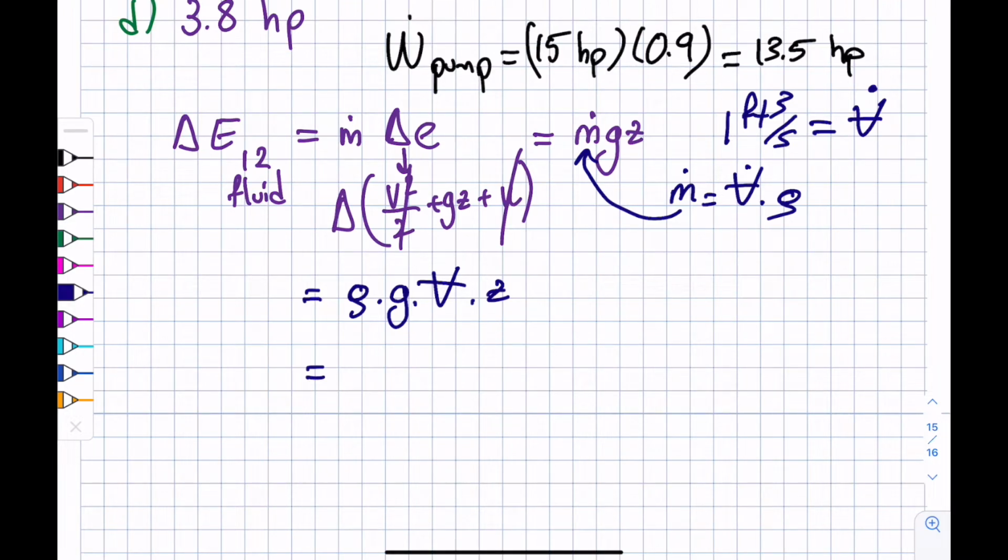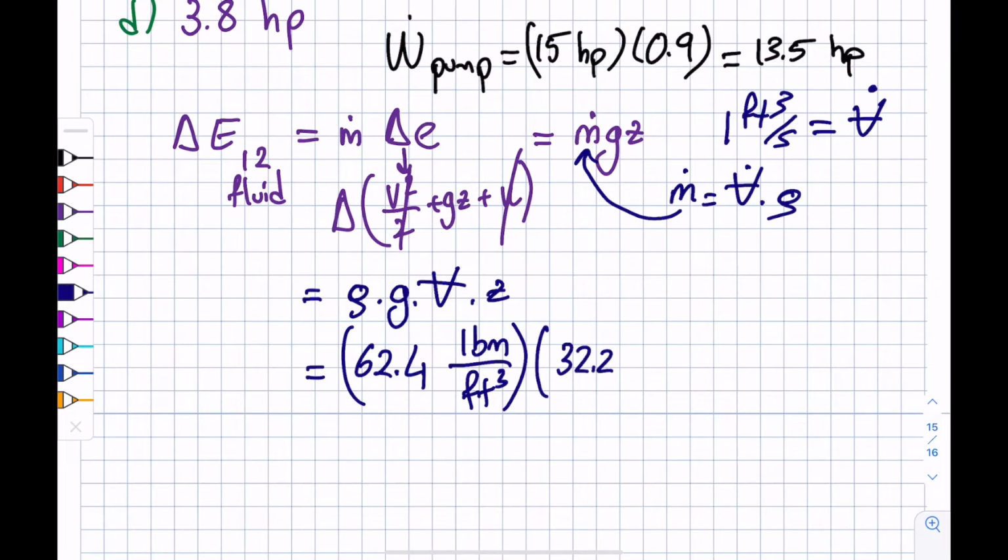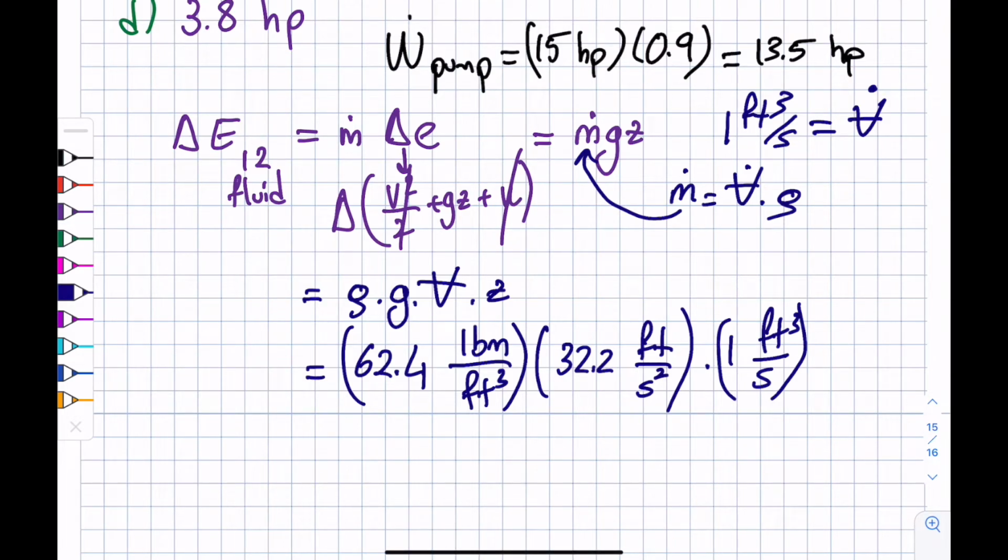So the first thing is density. The density of fluid in the British gravitational units is going to be 62.4 pound mass divided by feet cube. This is the unit of mass, this is the unit of volume, m over v. So far so good. Let's continue. What is the gravity? You should know this, 32.2 feet per second square. What about the volumetric flow rate? Well, I gave you 1 feet cube per second. Let's not forget the z. The z difference is 100 foot.